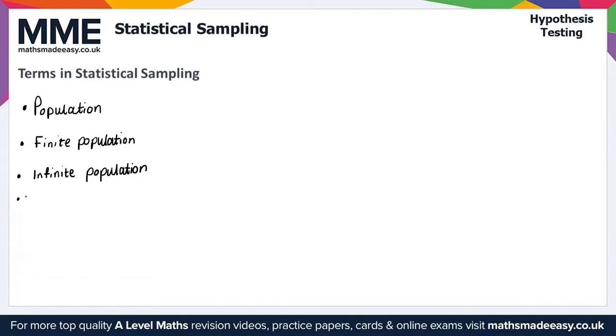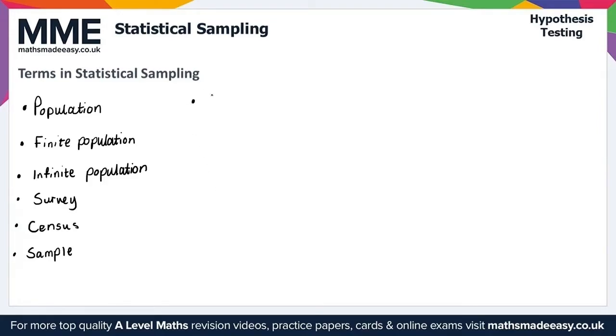The next term is a survey. A survey is the method by which you find out about the population, such as observing the behaviour or asking questions. The next term is census. A census is a survey involving all of the population. The next term is sample. A sample is a small section of the population that has been chosen for a survey.